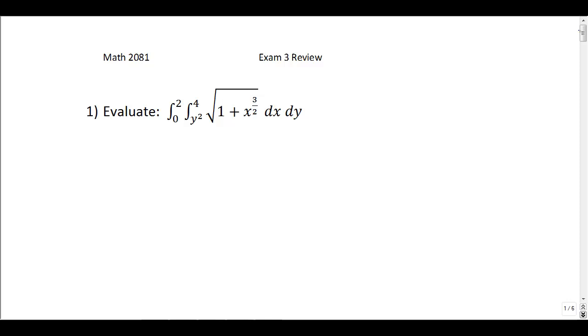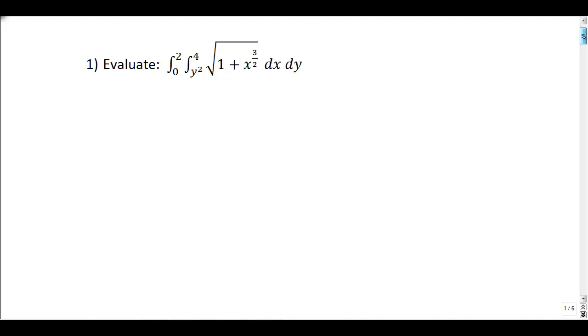Okay, so these are some review problems for a multivariable calculus or a calculus 3 exam. This exam deals with multiple integration as the main focus. Okay, first question. We want to integrate a double integral from 0 to 2.